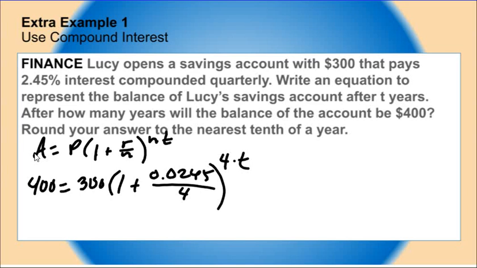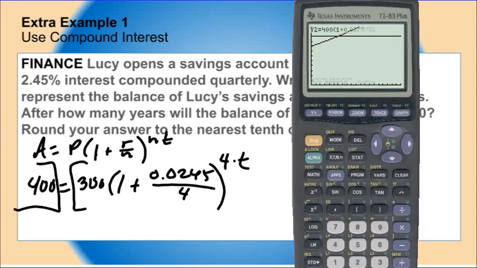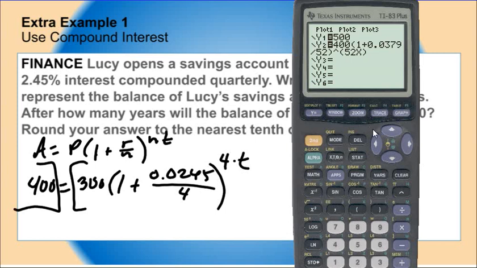So again, we're going to write two equations. This is one equation, and then here's our other equation. We're going to use our graphing calculator again to solve. So we go to our y equals. This one is 400. And then down here, this would be 300.